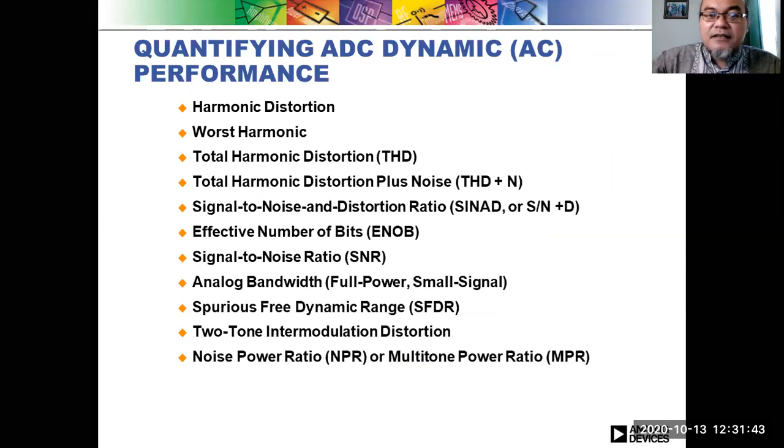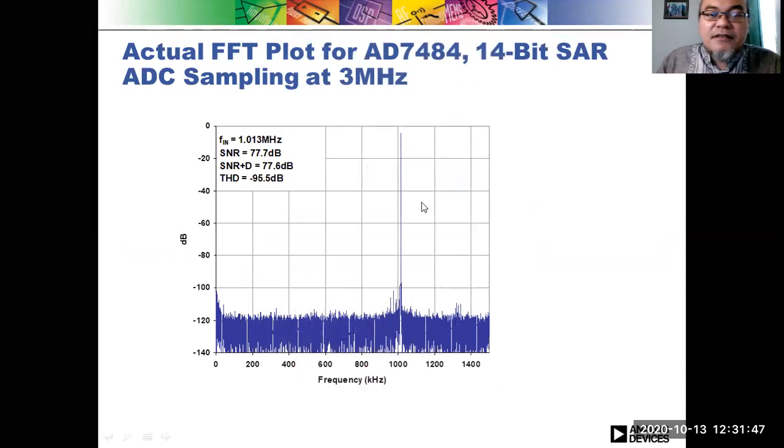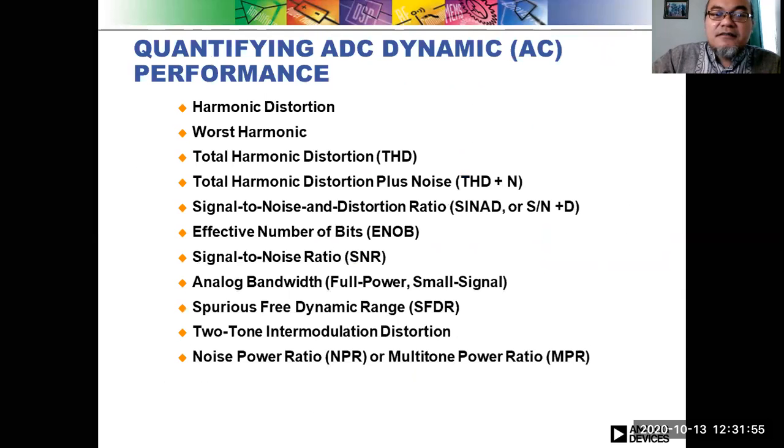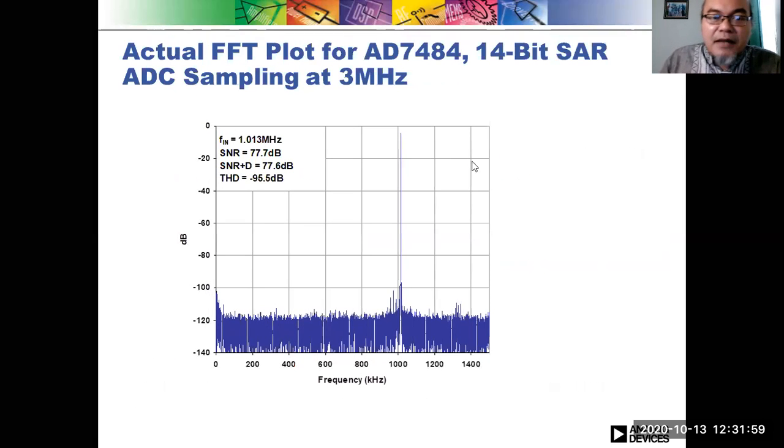SNR plus D, and this D is distortion, is 77.6 dB. It's a little bit smaller than the SNR. Total harmonic distortion, THD, is minus 95.5 decibel. So this is from the fast Fourier transform.